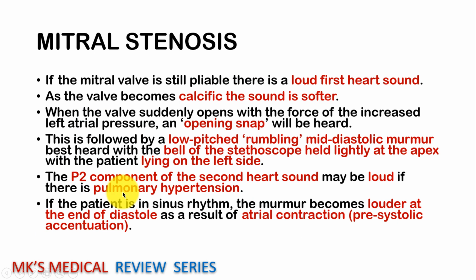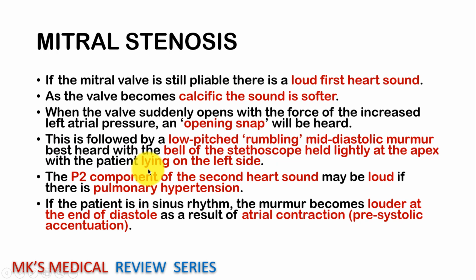Okay, so now let's talk about the diastolic murmurs. With mitral stenosis, if the mitral valve is still flexible or pliable, then there's going to be a loud first heart sound. If it becomes calcific and stiff, the sound becomes softer. And when the valve suddenly opens as the pressure increases in the left atrium, it forces the valve to open, so there is what is known as an opening snap. This is later followed by a low-pitched rumbling mid-diastolic murmur that is best heard with the bell of the stethoscope held lightly at the apex with the patient lying on the left side.